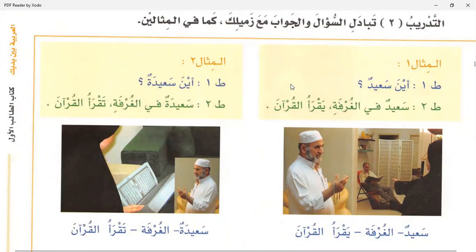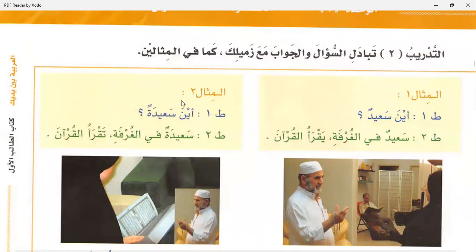So last time I told you that these are the present tense words. So Yakra'u means he is reading. Here Ya means he. Yakra'u, he is reading. In the next example we have a female. Al mithal ath-thani: Aina Saida? Where is Saida? At-talibatu ath-thaniya replies, Saida fil ghurfati takra'u al-Quran. Saida is in the room. She is reading the Quran. So ta means she. Takra'u, she is reading. Yakra'u, he is reading. This is the difference between male and female.